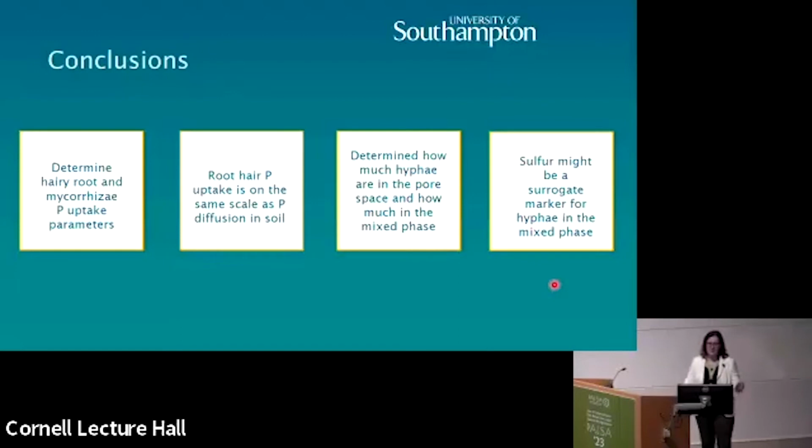So the conclusions from this bit are that we can determine root hair and mycorrhizal P uptake parameters with a lot more accuracy. Root hair P uptake is on the same scale as diffusion in the soil for P. We did the same for hyphae, and because we imaged the sulfur, we think the sulfur is a surrogate marker for mycorrhizal hyphae in the soil phases where we can't structurally separate the hyphae out. So we're looking into more of that sulfur story.